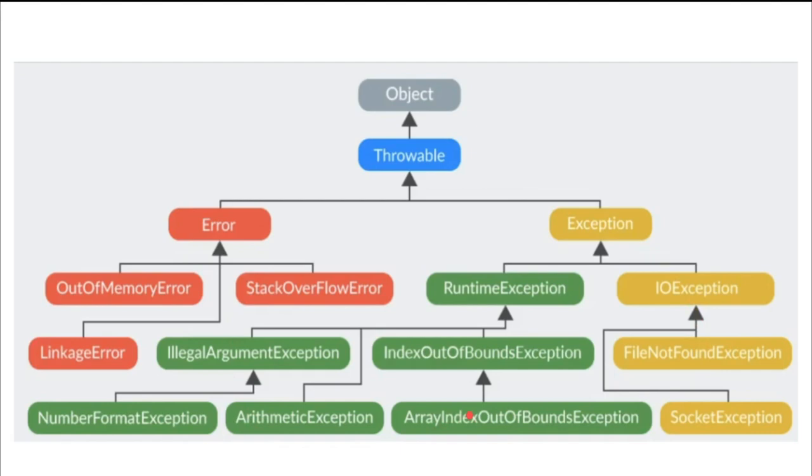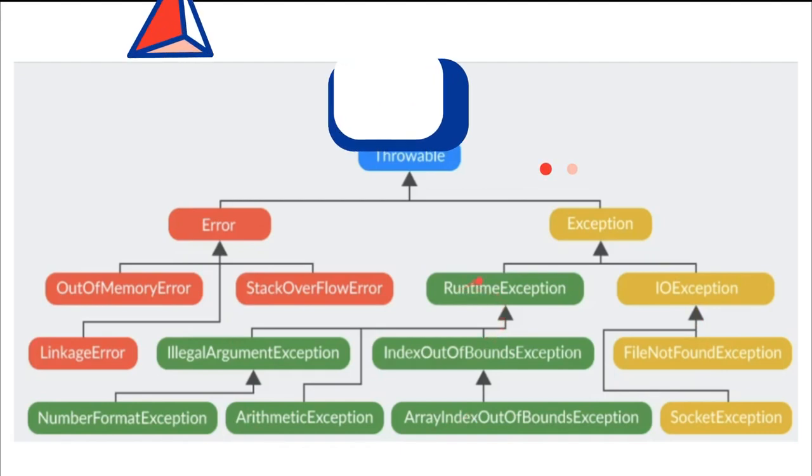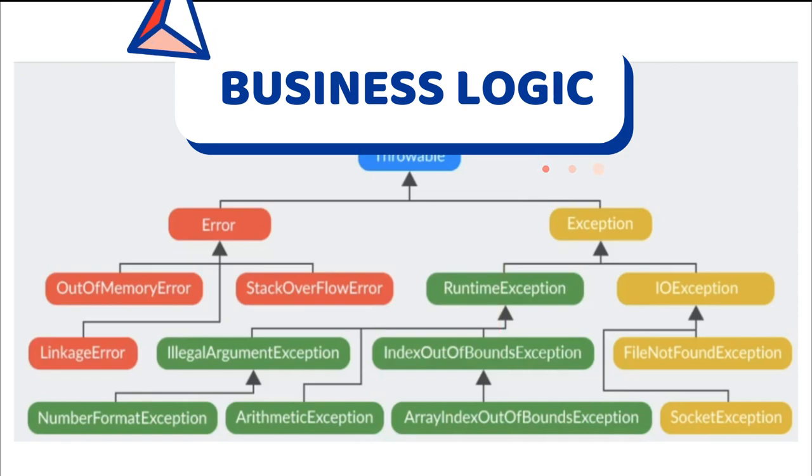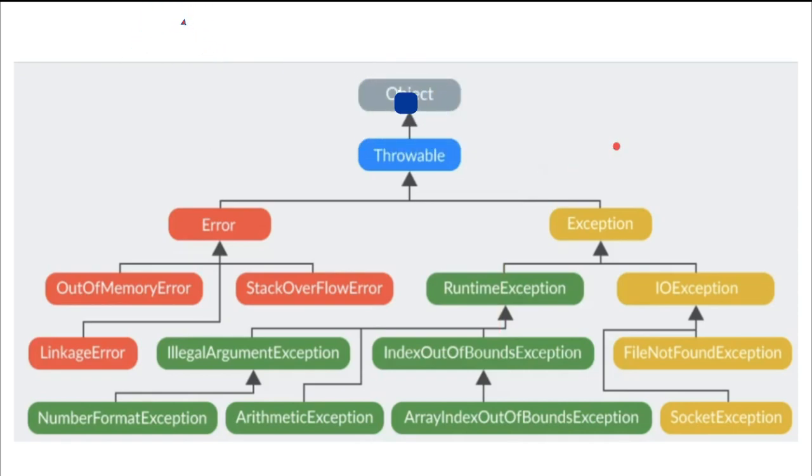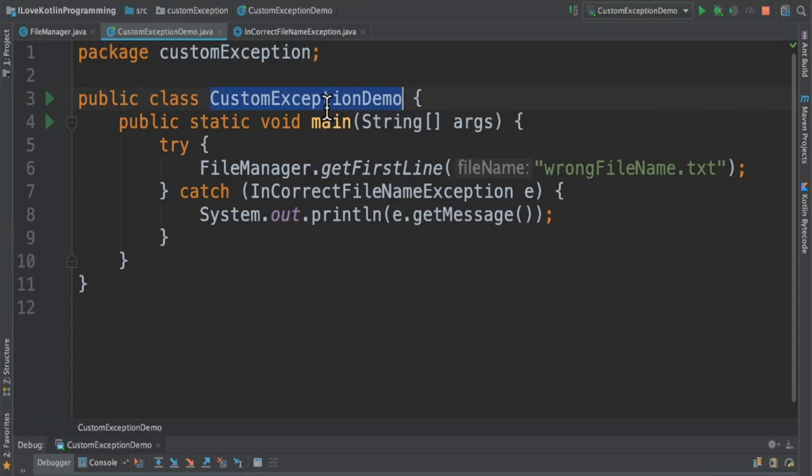Then what is a custom exception? Custom exceptions are exceptions that are very specific to the application business logic. Let's see a code example now. I've created a class called CustomExceptionDemo, and there is a main method, and there is a method called getFirstLine. So I'm passing a file name, but the file does not exist, so we are going to get a file not found error.